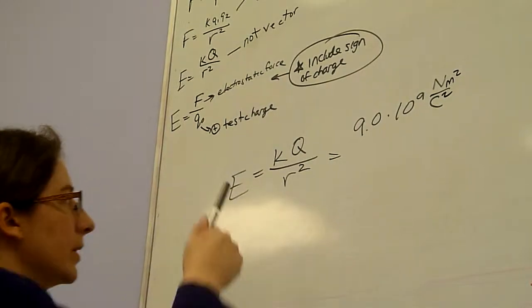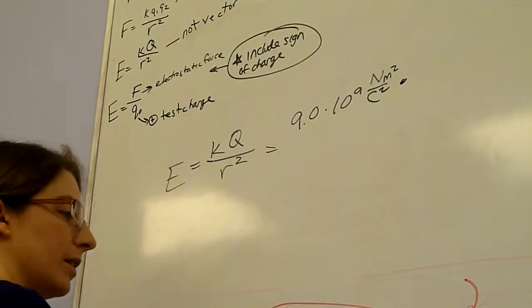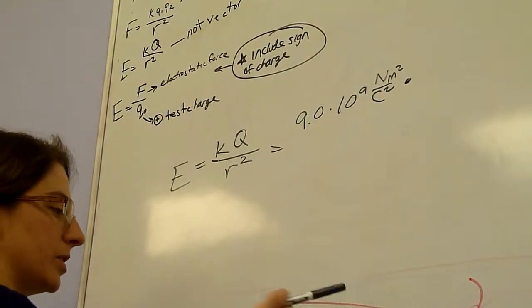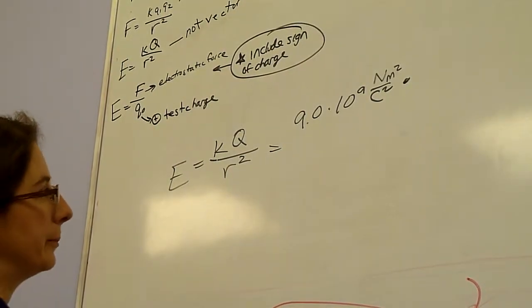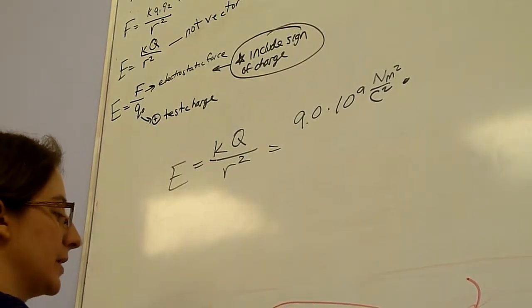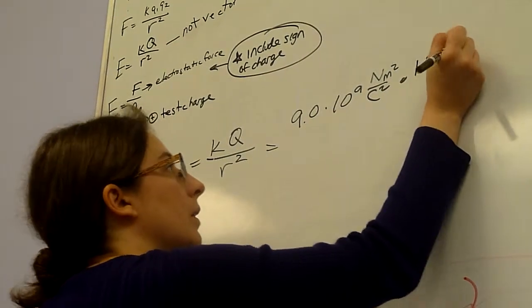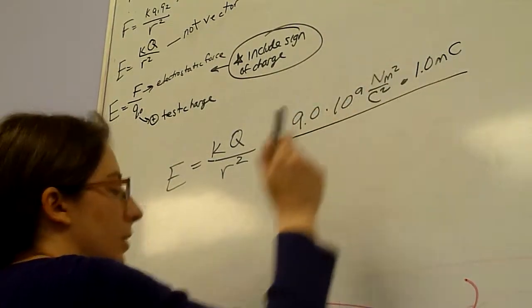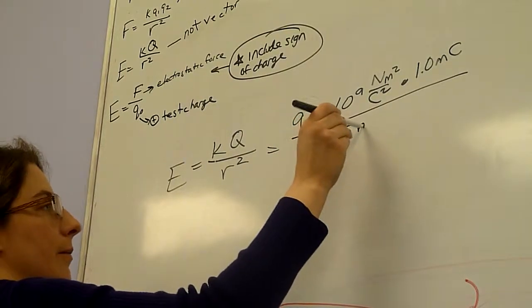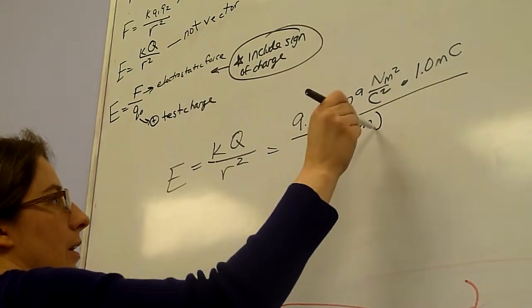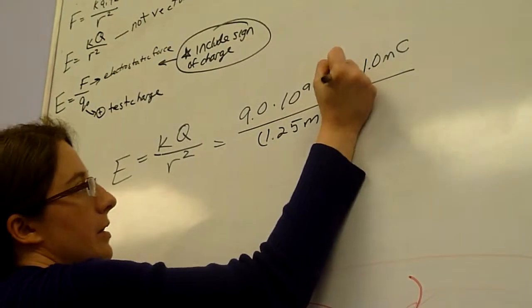Okay, so E is K times Q. Now Q is going to be the 2 stationary charges, but one at a time. So we'll do the positive one first. So it was KQ over R squared. So the distance between them is going to be 1.25 meters. And that'll be a quantity squared. Okay. So my meters squared is going to cancel.